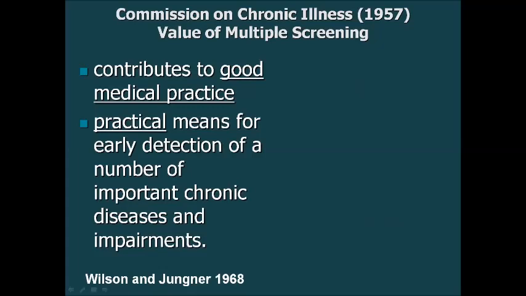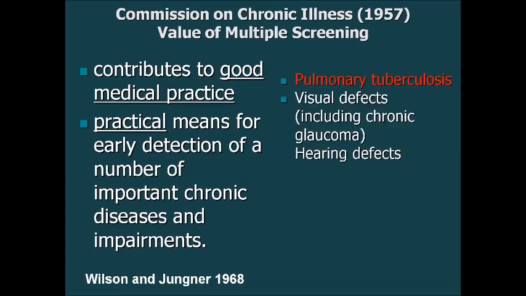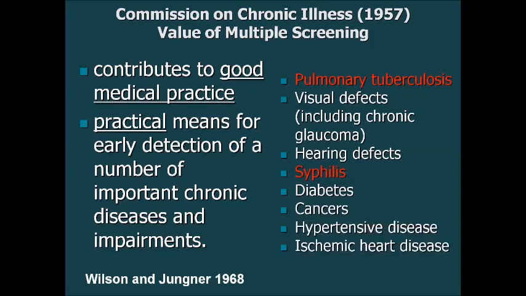The Commission on Chronic Illness provided the background for some of the Wilson and Jungner criteria, and they pointed to the value of multiple screening as contributing to good medical practice, and that it was a practical means for early detection of a number of important chronic diseases and impairments. Some of those conditions are shown on the right side of this slide. Note that other than the infectious diseases shown here, expanded carrier screening and an exploration of genomic predisposition impacts many of the conditions important in the 1950s and 1960s.